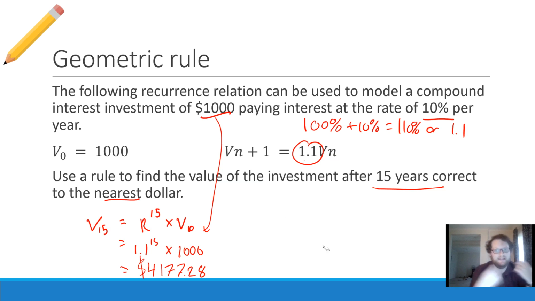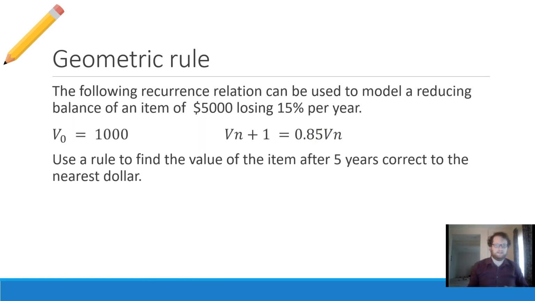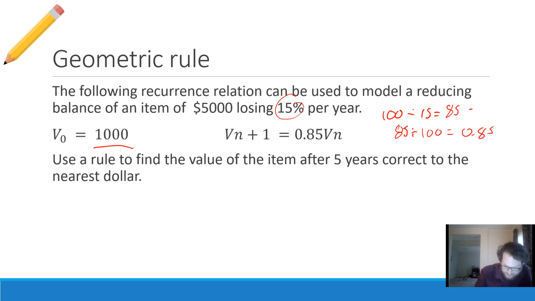Let's have a quick look at one where the geometric sequence is shrinking instead. And then we'll compare that. Let's grab a look at this guy. So, the following recursion relation can be used to model the reducing balance of an item of $5,000, losing 15% per year. We start at $1,000 again. We could have started at a different value. But this time, because we're using 15, 100 minus 15 equals 85, divided by 100 gives you 0.85. The reason that we're minusing is because it's reducing, so we minus it.